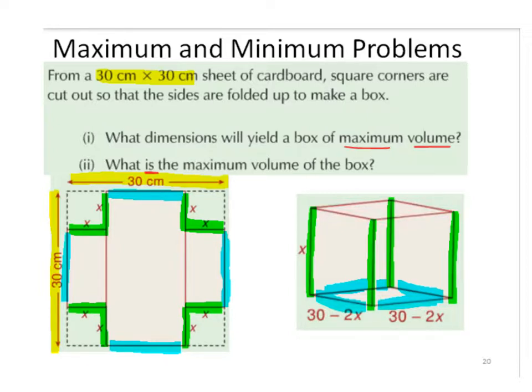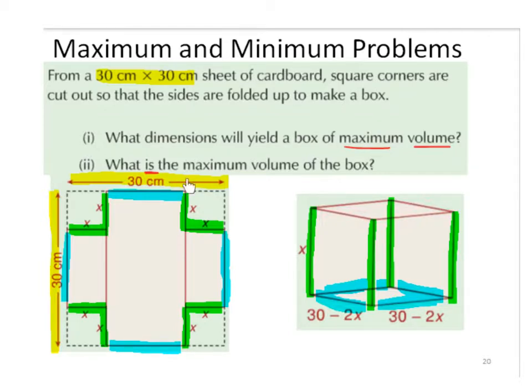So when you have questions and they ask you about maximum or minimum, whether it be volume or area, you want to think differentiate. So we know that the volume of a cube or a cuboid is the length multiplied by the width multiplied by the height. So we need to come up with the dimensions of this box. We need to come up with the length, the width and the height.